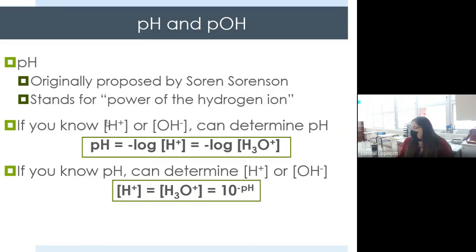So remember, these square brackets mean molarity. That's the concentration. If you know the hydrogen concentration or the hydroxide concentration, you can actually determine the pH, okay? pH is going to equal the negative log of the hydrogen concentration, or sometimes they'll have it as hydronium. These terms, hydrogen and hydronium, are used interchangeably. They mean the exact same thing.